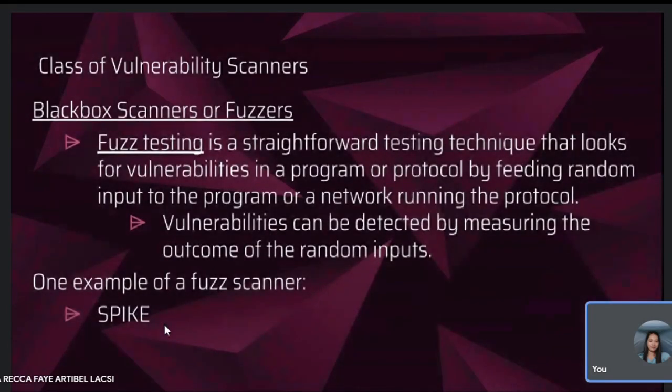So there is a class of vulnerability scanners, and one of them is the black box scanners or the fuzzers. Fuzz testing is a straightforward testing technique that looks for vulnerabilities in a program or protocol by feeding random input to the program or a network running the protocol. So vulnerabilities can be detected by measuring the outcome of the random inputs. One example of a fuzz scanner is Spike.